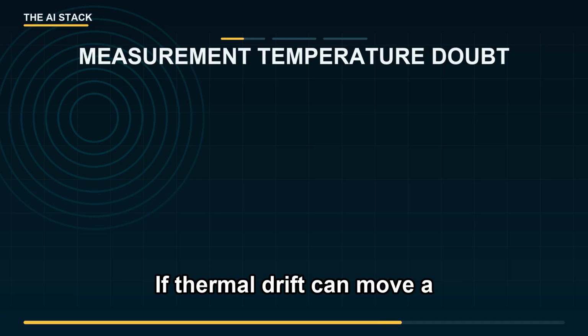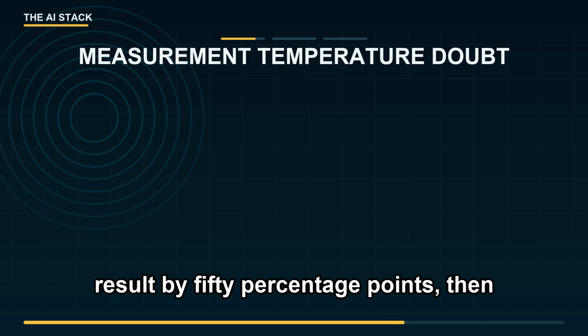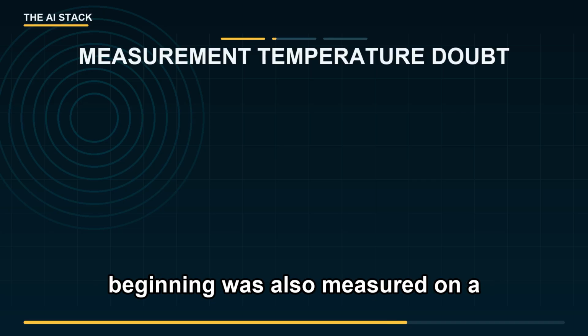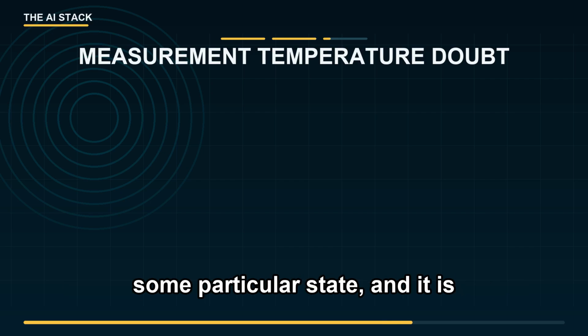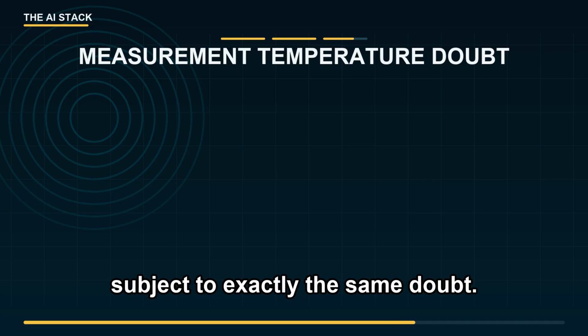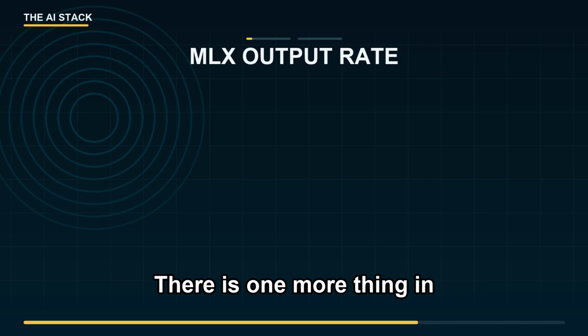If thermal drift can move a result by 50 percentage points, then the tidy 49% from the beginning was also measured on a machine at some particular temperature in some particular state, and it is subject to exactly the same doubt. There is one more thing in the raw data that says the same thing more quietly.